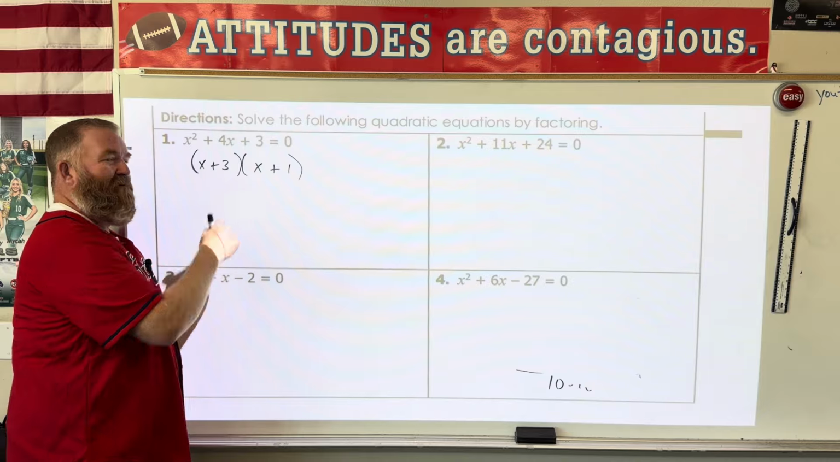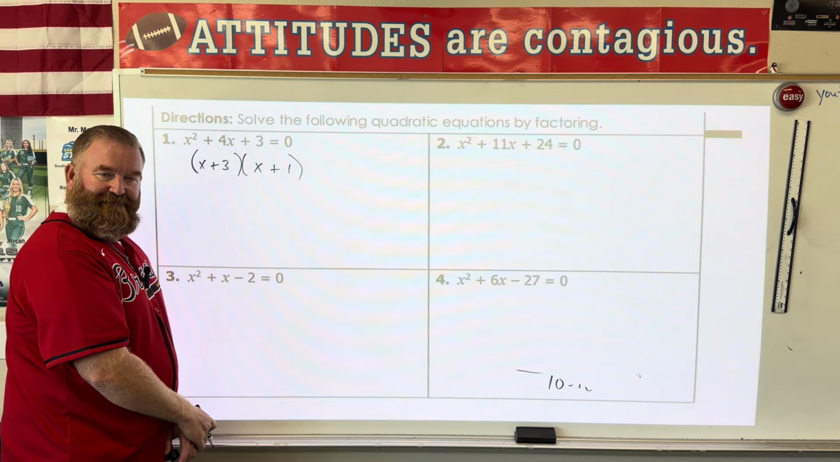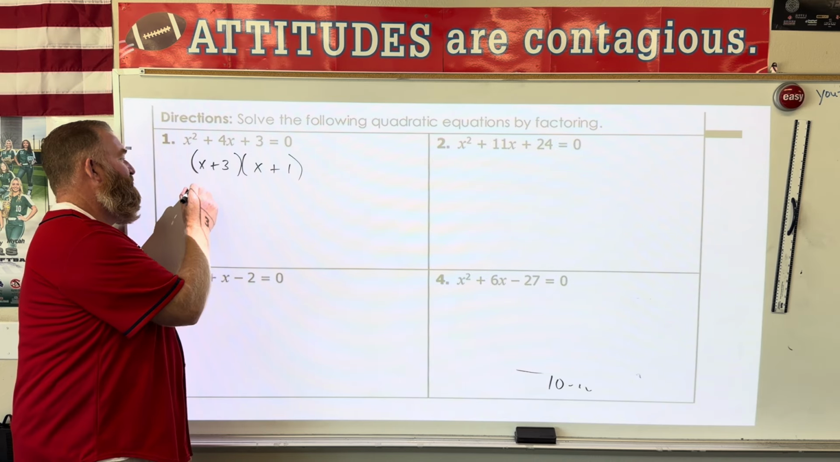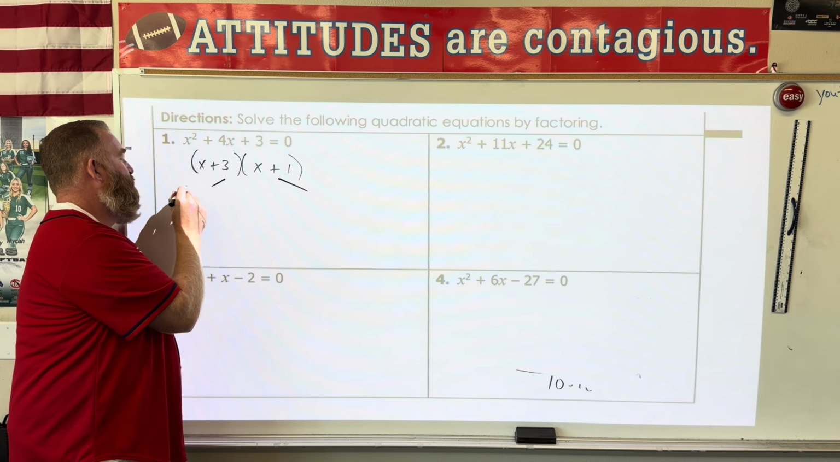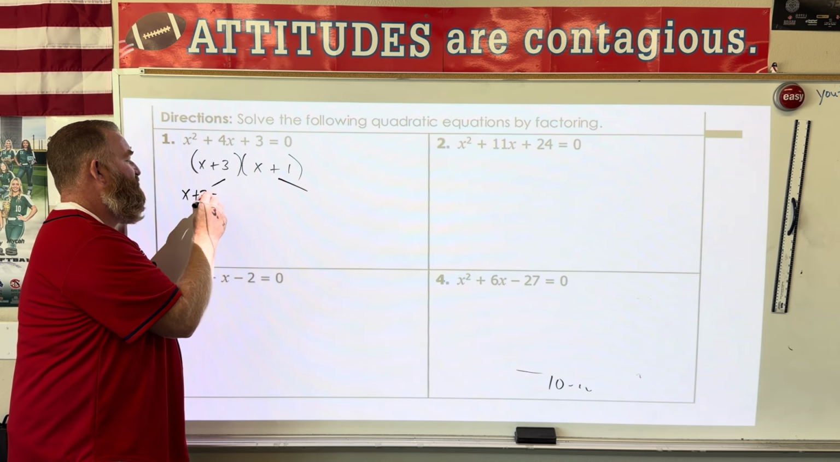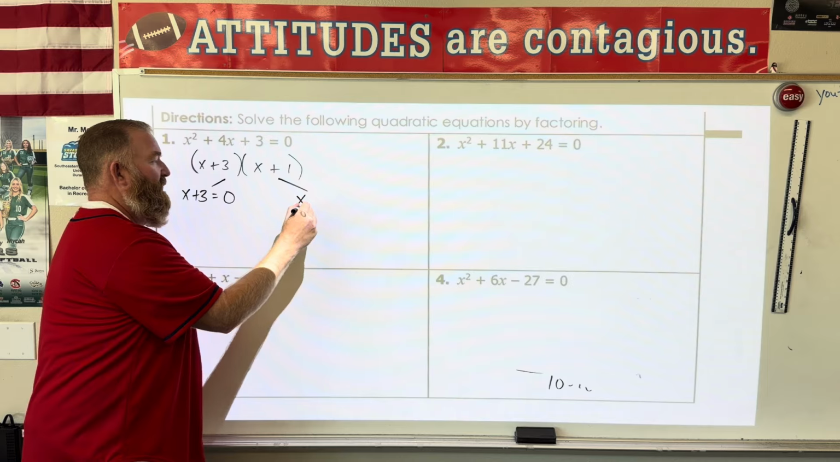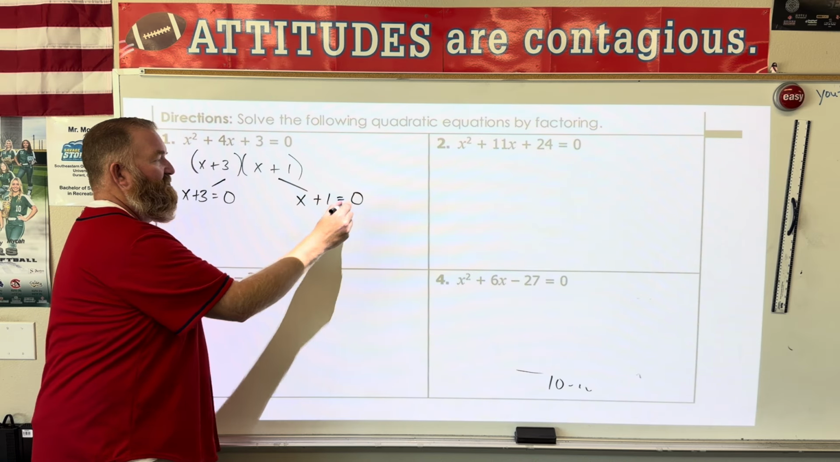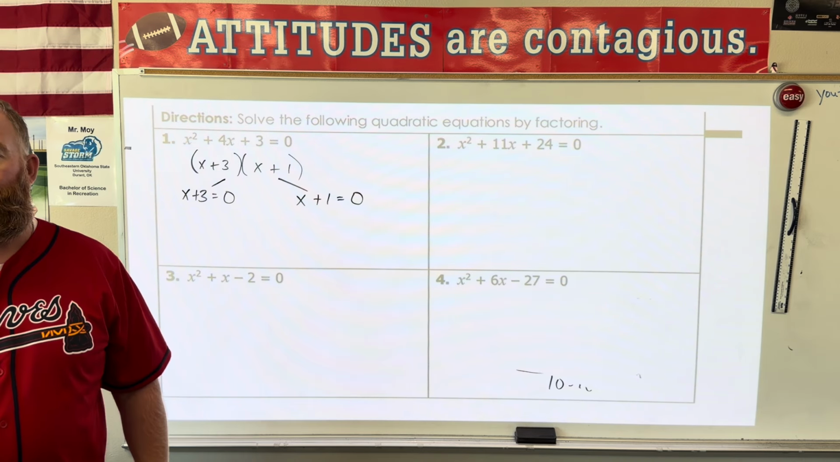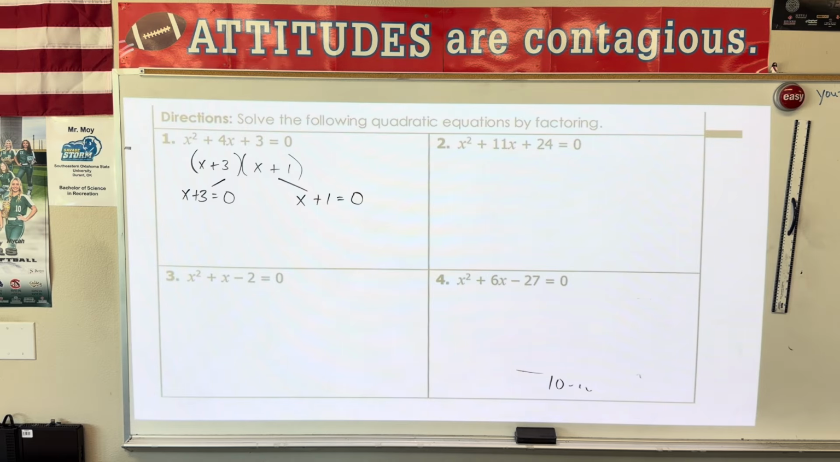All right. So here we go. What do I do? Yeah. So I split it and set them equal to what? X plus 3 equals 0 and x plus 1 equals 0. Okay? Do me a favor, open up Desmos graphing while you're doing this. Okay, I want to show you something.